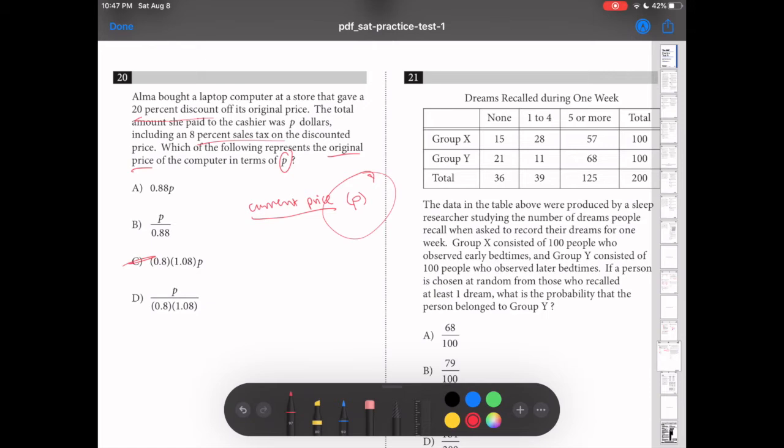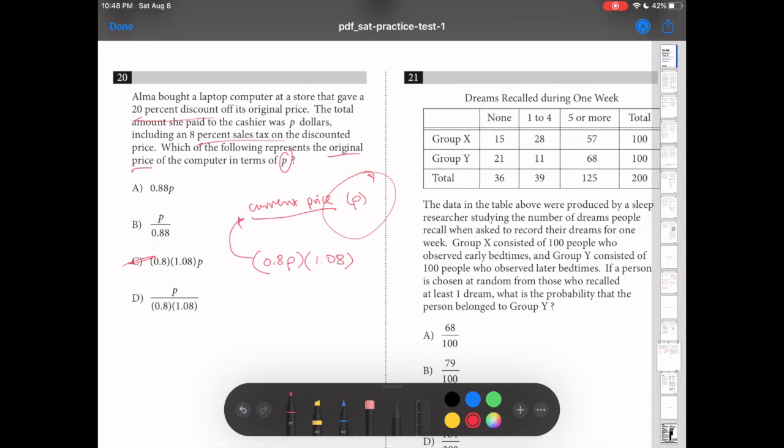So first we have to take a 20% discount, so that's 0.8 of the original price. And then we have to pay 8% sales tax to this. So it's the whole of 1 plus 0.08, which is the 8% sales tax. All right, that's C, which is what we currently have. But we don't actually want that because that gives us the current price for it. Instead, we want the original price.